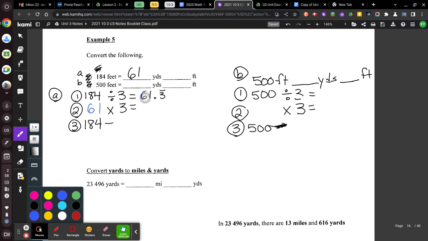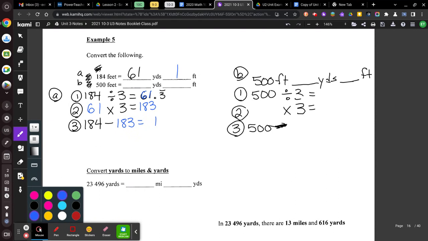I take that 61. Now I times it by 3. I do the opposite. That's going to give me 183. That number goes to step 3 to find me my leftovers, which is 1. So that would be 61 yards and 1 foot.